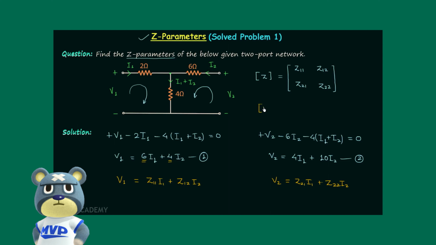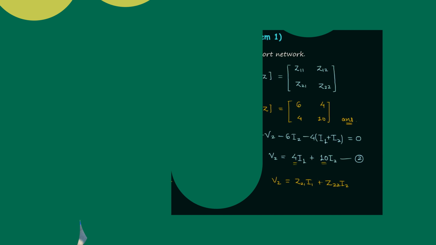So we can say that the impedance matrix will have the first element equal to 6 and the second element equal to 4. And after this, when you compare equation number 2 with this equation, you will find Z21 is equal to 4 and Z22 is equal to 10. So the second row will have the elements 4, 10. So this is our answer. I hope the solution and the steps required to solve the question are clear to you.